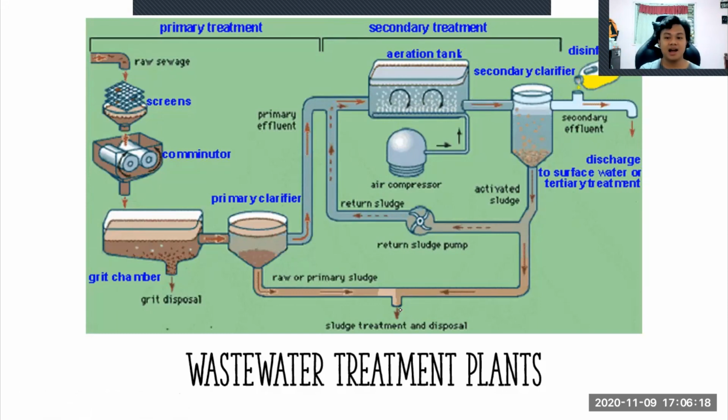So, because this is also my job in my last OJT, I was assigned in the wastewater treatment plant of the plant that I was assigned to. So we have here, as you can see, if you can read this in your book, the primary treatment and then your secondary treatment.